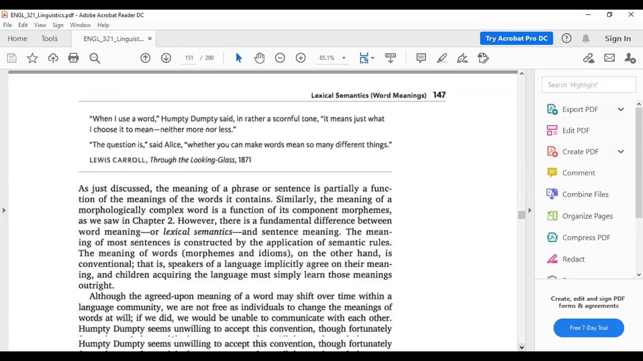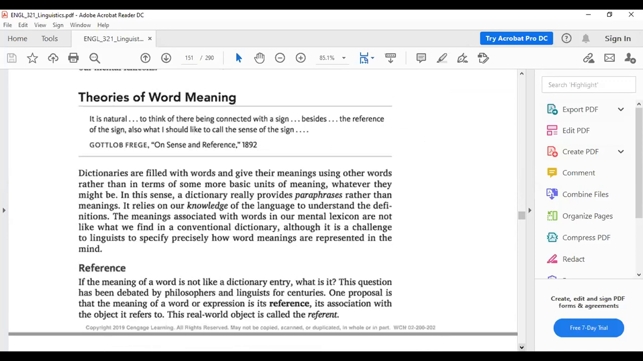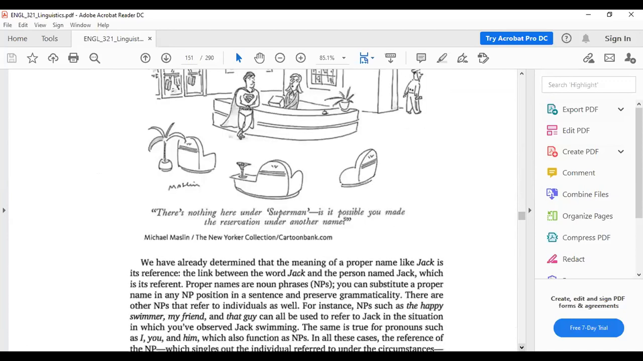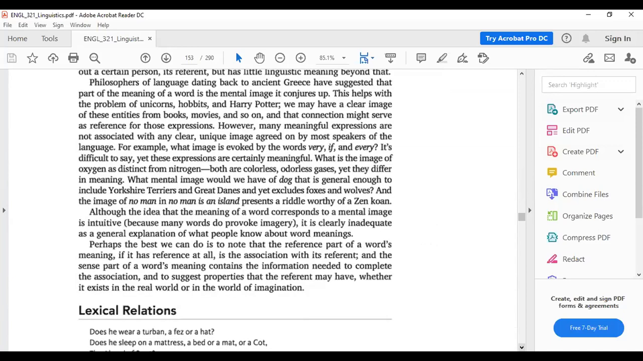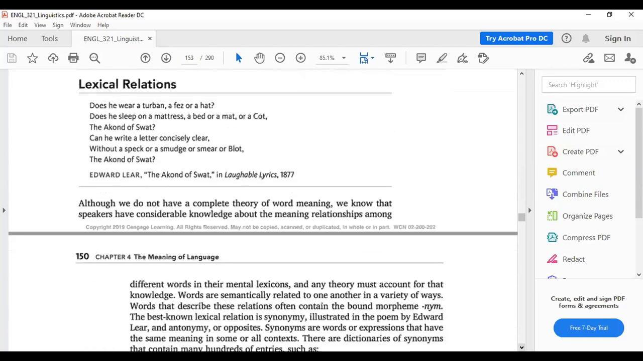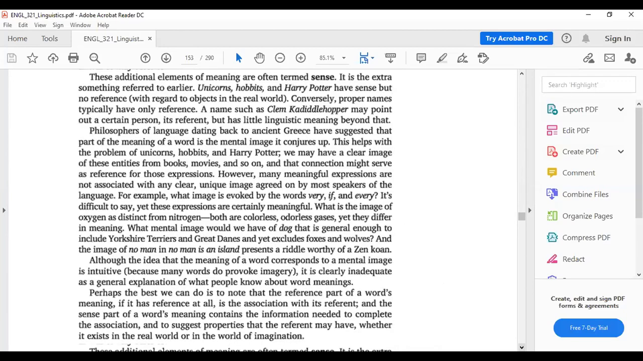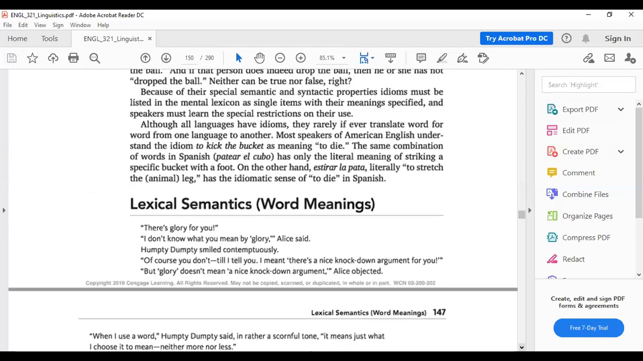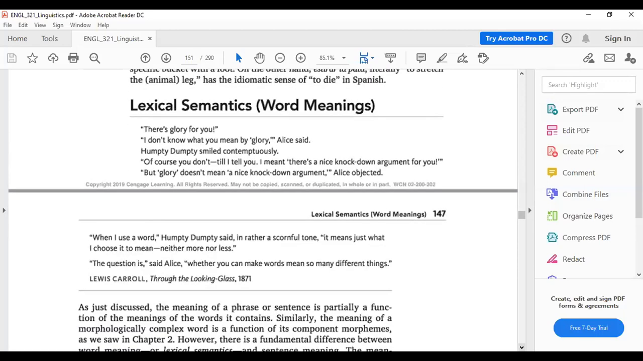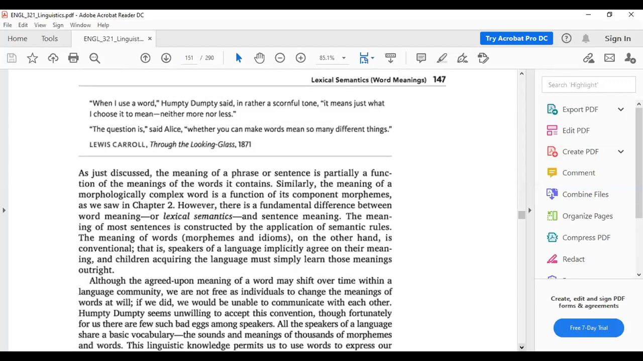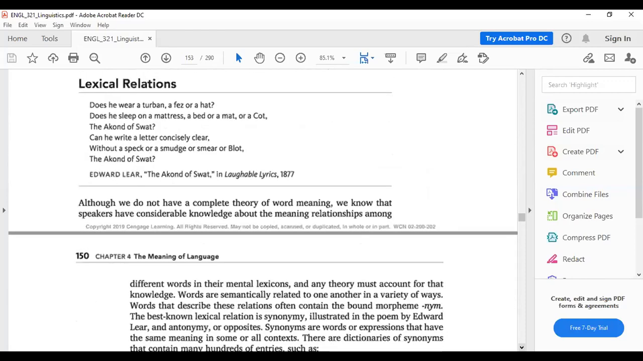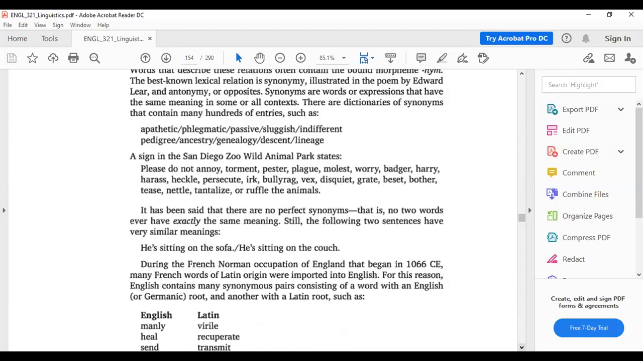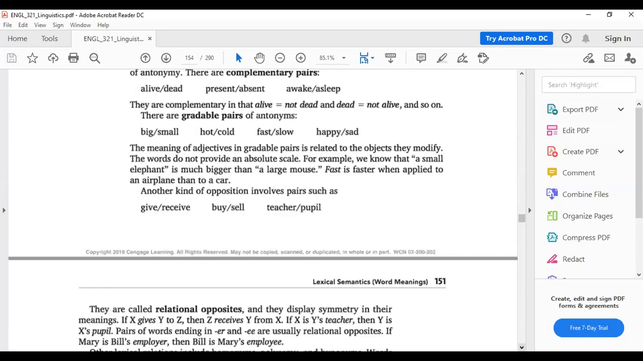For lexical semantics? Hamza, yes, you can. Just send me an email, okay? Lexical semantics, Hamza, I want you to focus on lexical relations, page 149. Forget about the first pages, okay? Forget about 146, 147 lexical semantics and the theories and the reference and the sense. I want you to focus on lexical relations, synonyms, antonyms, and so on. Okay.